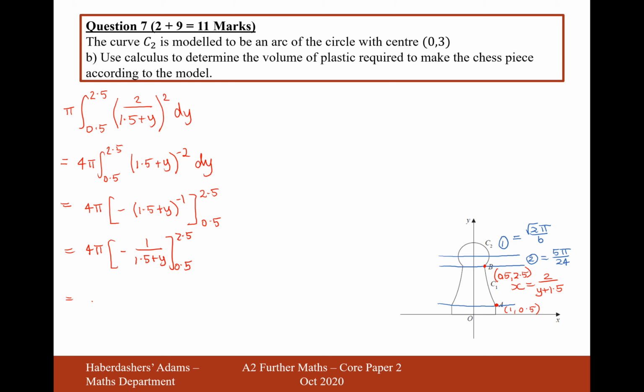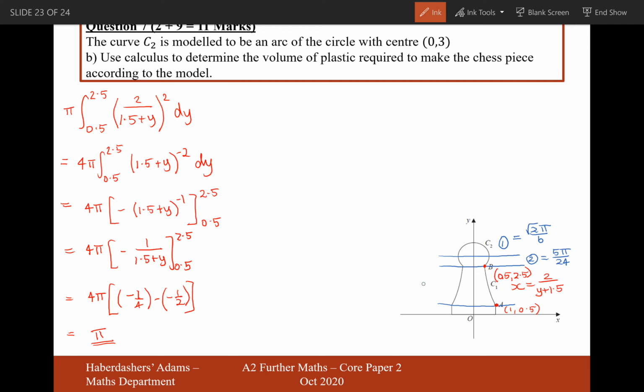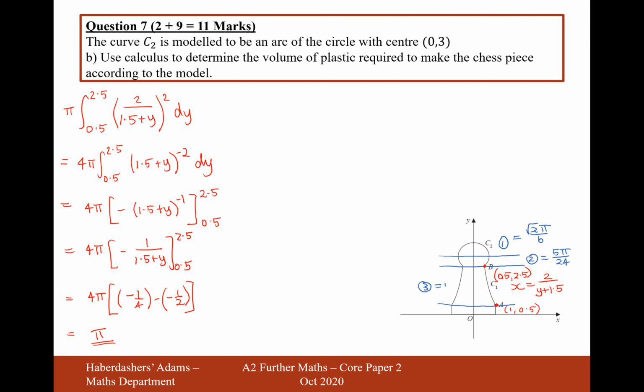The first value substituted in will be 4 pi, and then 1.5 plus 2.5 will be 1 over 4, so minus 1 over 4. And then it'll be minus 0.5 substituted in, so that'll be 1 over 2, so it'll be minus 1 over 2. So then when you sort out the middle of the square bracket, you're going to get a quarter for the double negative on the half, minus a quarter is a quarter, times by the 4, and you actually end up just with pi. So on this third section, the volume 3 is just equal to pi.